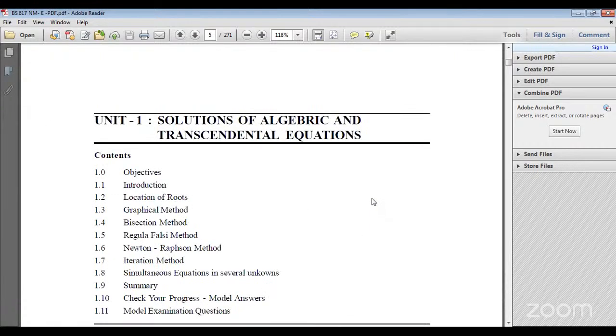Which center, ma? 6th semester. Which study center? Study center Vijayawada, sir. Okay.